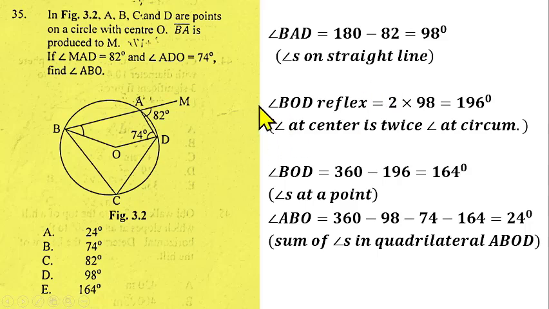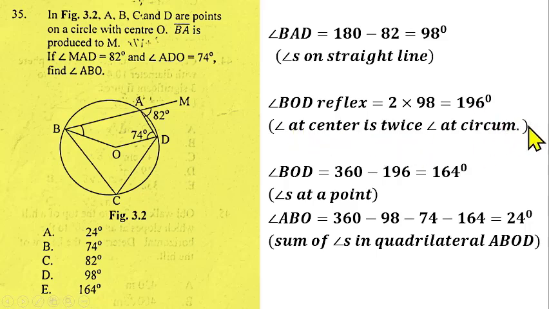It's very simple. We can find the angle here, which is angle BAD. Angle BAD will be 180 minus 82, since it is an angle on a straight line. So angle BAD will be 98 degrees. Now, having gotten that, we can now find angle BOD reflex, because this angle here is bigger than the one inside. So angle BOD reflex will be twice angle BAD. Angle at the center is twice the angle at the circumference. So BOD reflex will be 2 times 98, that will be 196 degrees.